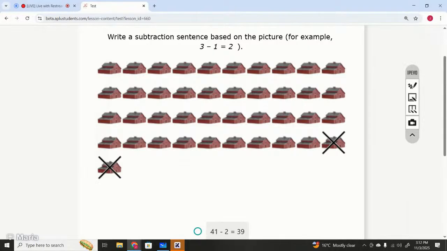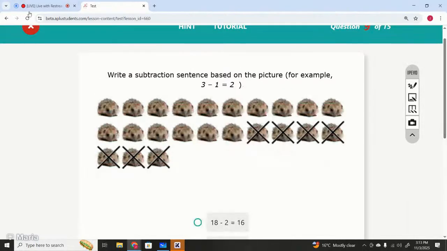Write a subtraction sentence based on the picture. That is 41 minus 2. Okay, you can complete the lesson by yourself. Let me just move on to the next.